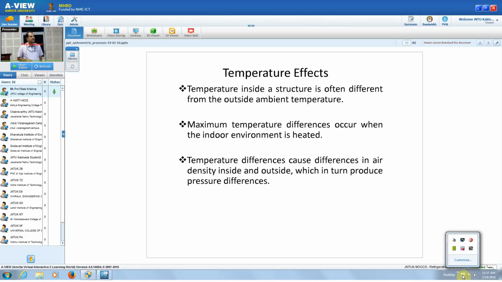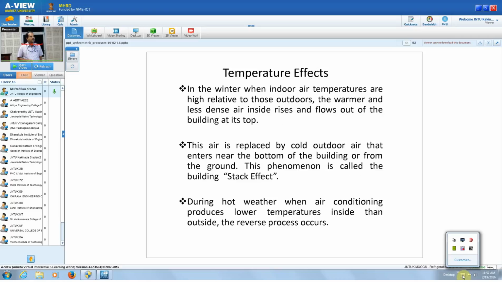The temperature inside a structure is often different from the outside ambient air temperature. Maximum temperature differences occur when the indoor environment is heated. Temperature differences cause differences in air density inside and outside, which in turn produce pressure differences. Next, these are all in the winter when indoor temperature is high relative to the outdoor, because maybe in the winter season the outside temperature is very low compared to inside, right? The warm and less dense air inside rises and flows out of the building at its top. This air is replaced by cold outdoor air at the bottom of the building or from the ground. This phenomenon is called the building stack effect.